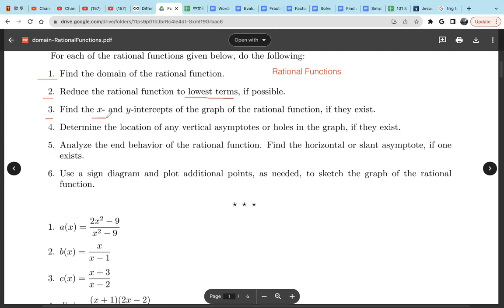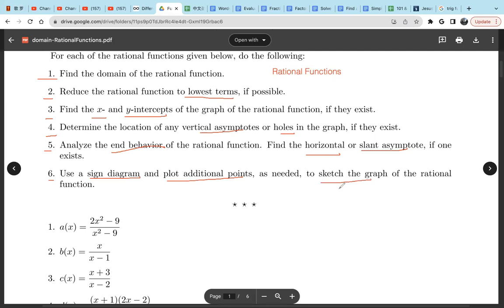Third, we want to find the x-intercept and the y-intercept. And then we want to determine the location of any vertical asymptotes or holes. Holes are also called removable. Then 5, we want to analyze the end behavior of each function, and maybe find horizontal asymptotes or slant asymptote. So in the end, we want to use a sign diagram and plot additional points to sketch the graph of the rational function.